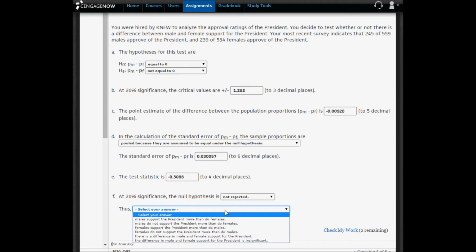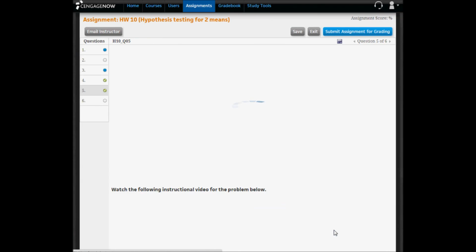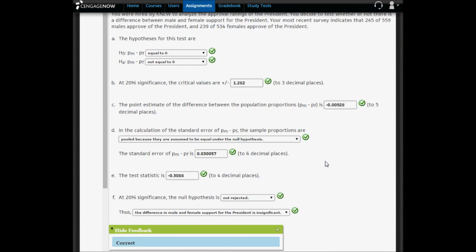Thus, we conclude that females and males support the president equally, or the difference in male and female support for the president is insignificant. We're going to check my work and we should get everything correct. And we do.